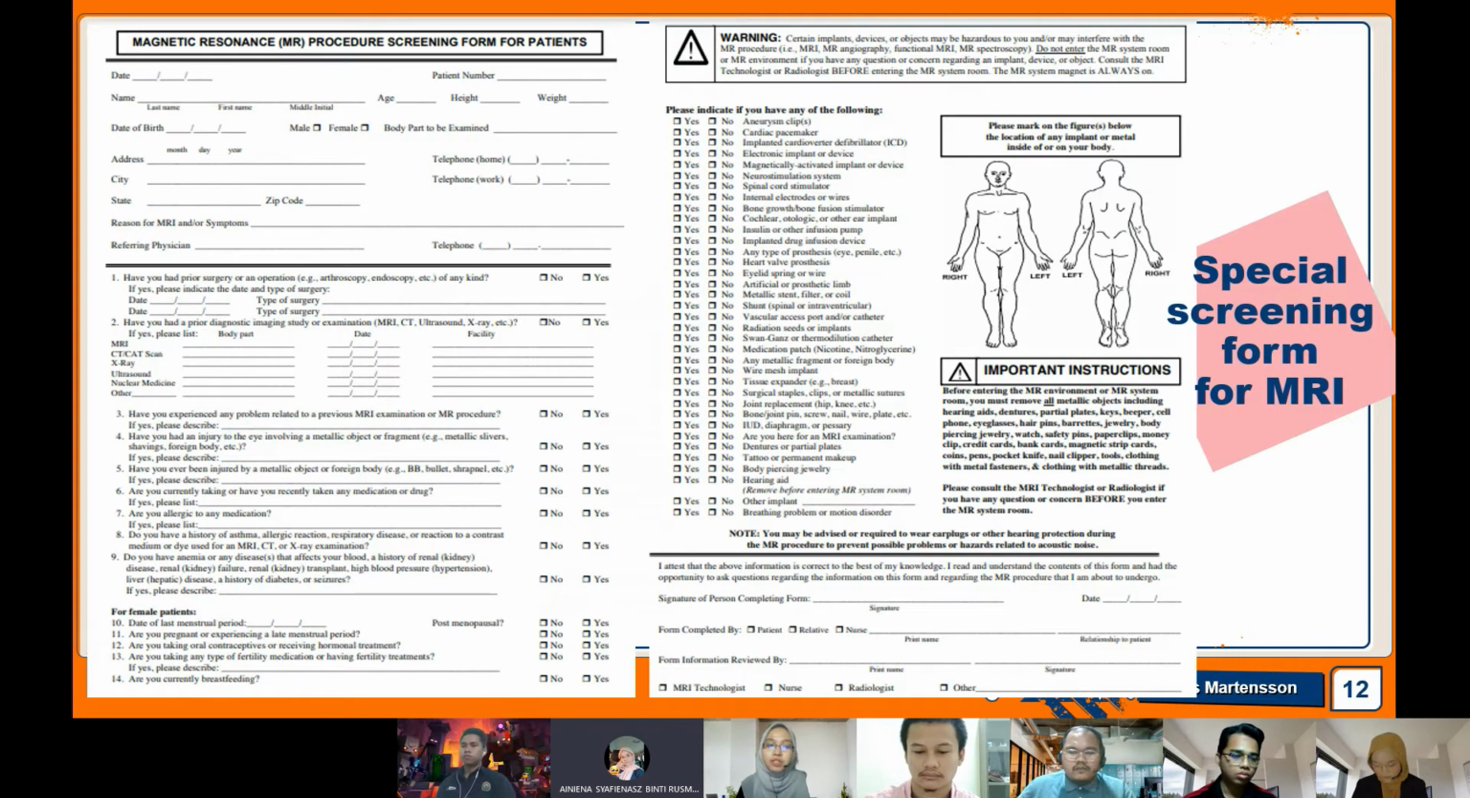Basically, the procedure during MRI is, firstly, the patient will typically receive a gown to wear during the MRI examination. Before entering the MR system room, the patient will be asked a variety of questions using a special screening form. This is the form in the slide, and the patient will also be asked if he or she has an implant or device. Next, the patient will be instructed to remove all metallic objects from pockets and hair as well as metallic jewelry.